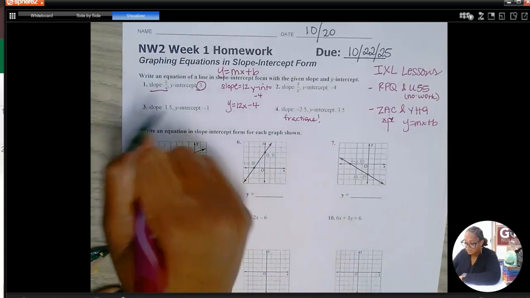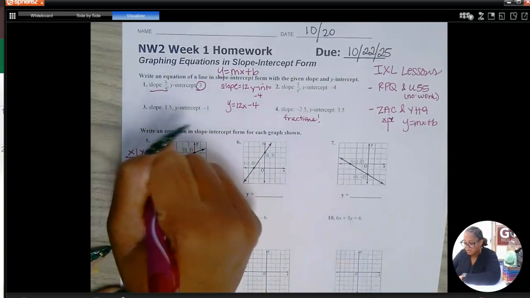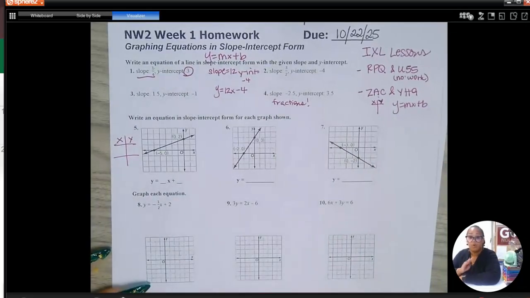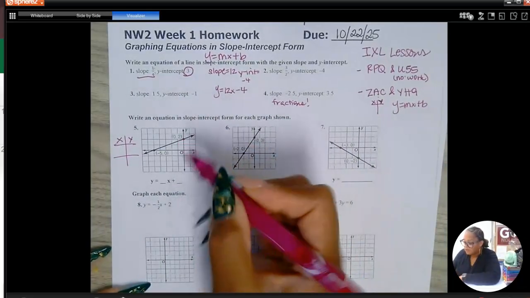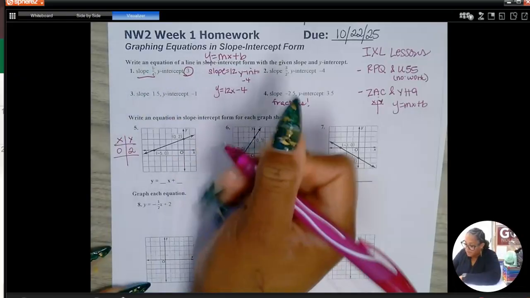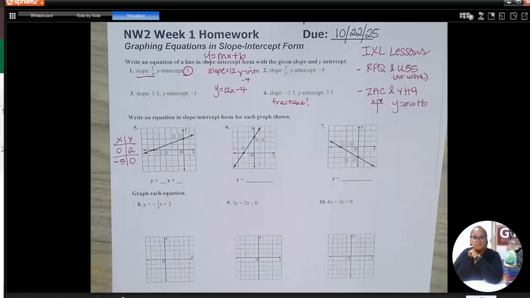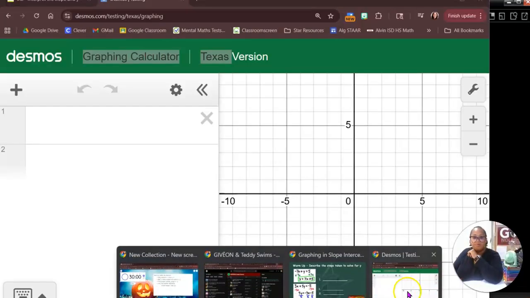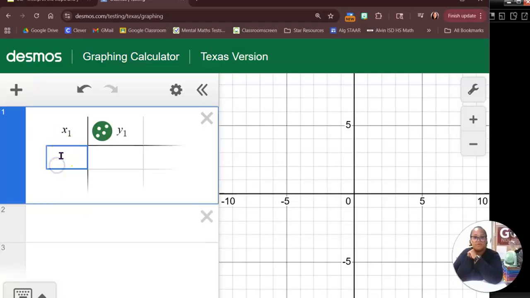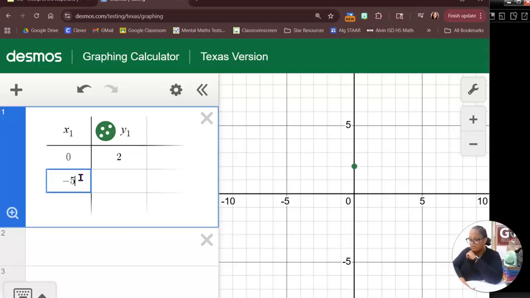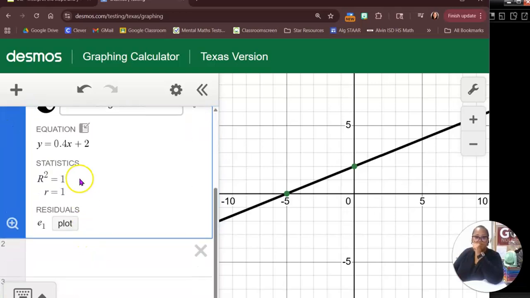Well, first, make a table. Always make tables so that we can transport this straight to Desmos. So my first coordinate pair is 0, 2. My other one is -5, 0. So I'm going to come to Desmos, make a table, 0, 2, -5, 0. It plots the points there, and then I'm going to hit my regression button so I can see the equation. Y equals 4/10 x plus 2.